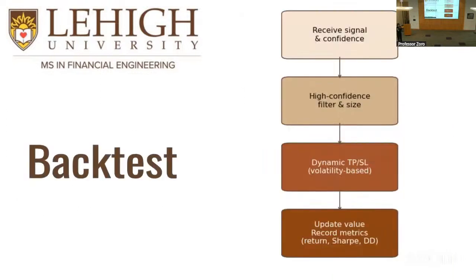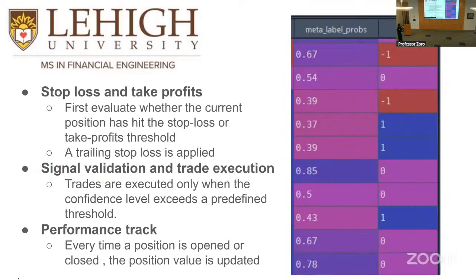After the multi-stage model, we get the probability score and also the trading signal. So we use these to do the backtest. Our backtest first evaluates whether the current position has hit the stop loss or take profit threshold, and we use a trailing stop loss. And then it executes the trading signal. The trades are executed only when the confidence level exceeds a predefined threshold.